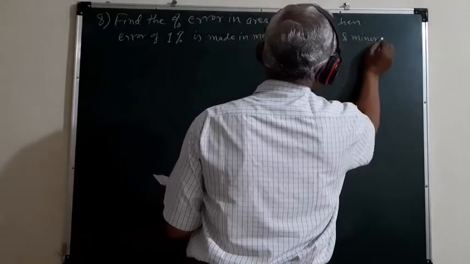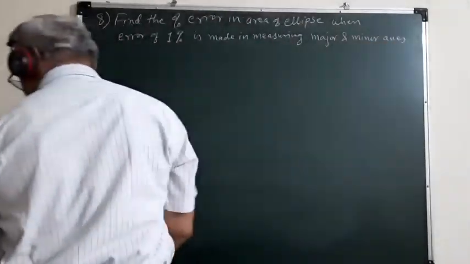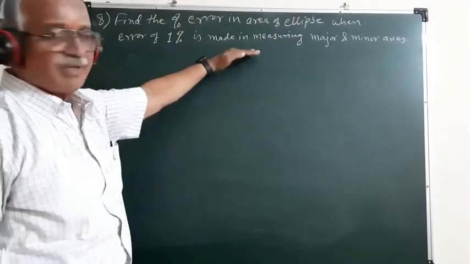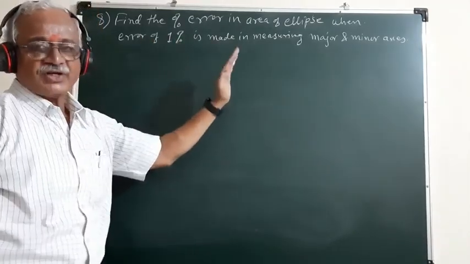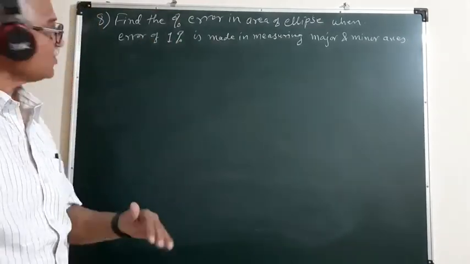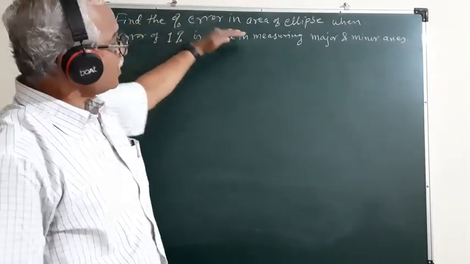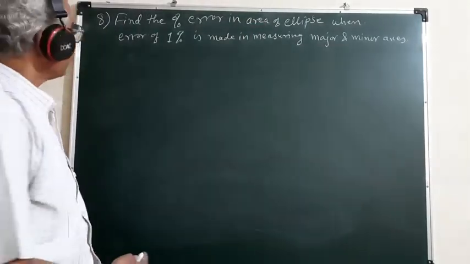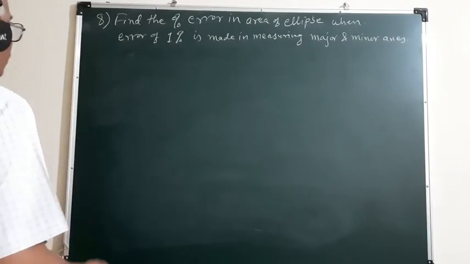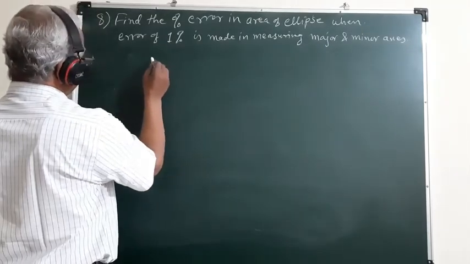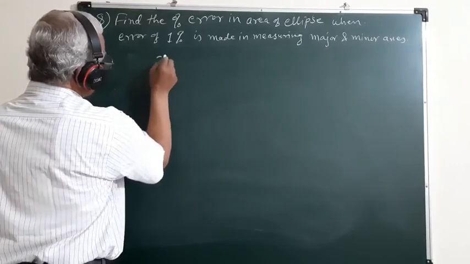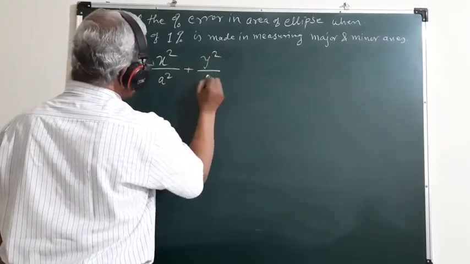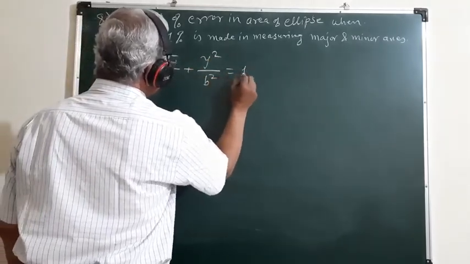So we are given that the error introduced in the measurement of the major and minor axis is 1% each, and if it is so, then you are asked to find out the percentage error introduced in the determination of the area of an ellipse. So we know the equation of an ellipse is given by x square upon a square plus y square upon b square is equal to 1.